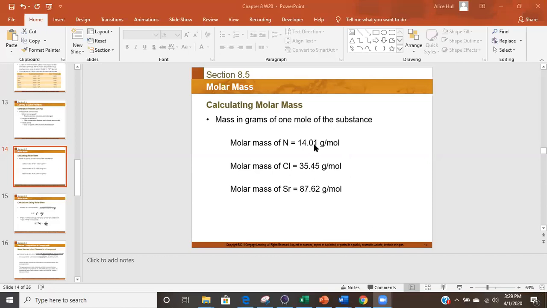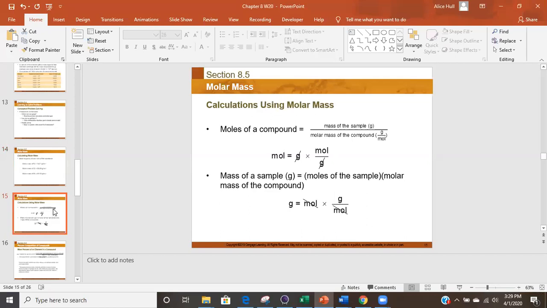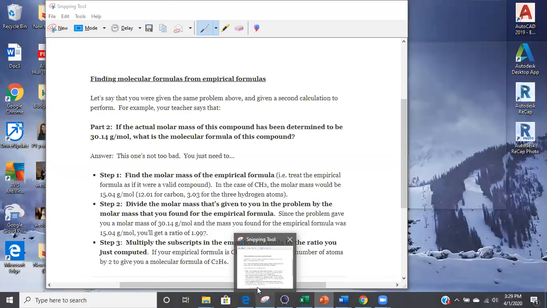So we were just talking about molar mass with grams per mole. So let's look over here. When we're doing calculations for molar mass, we're looking at moles of a compound. So the moles of the compound is equal to the mass of a sample over the molar mass. So moles equals grams, and the molar mass is grams per mole. Let's do a couple examples to see if this might help you a little bit.